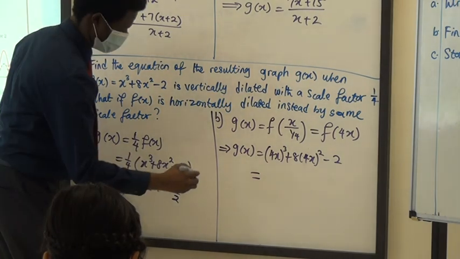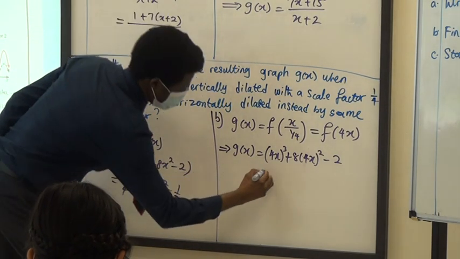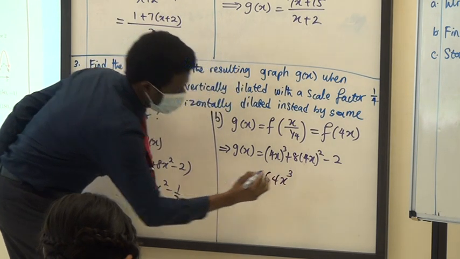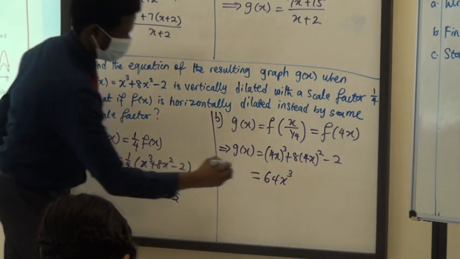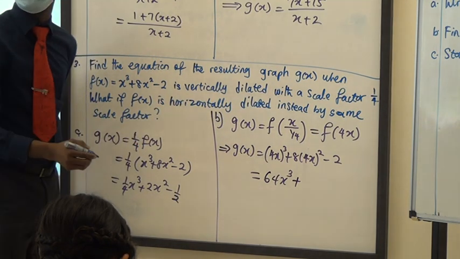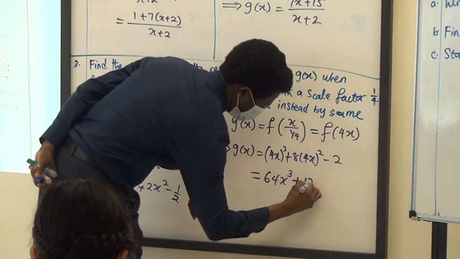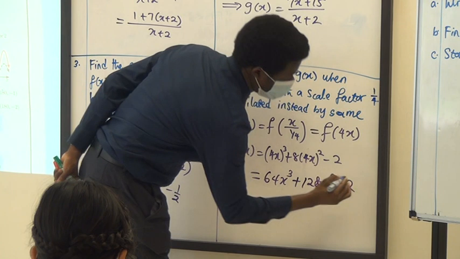Final result? 64x cubed plus, that will be 8 times 16, which is 128x squared, then negative 2.